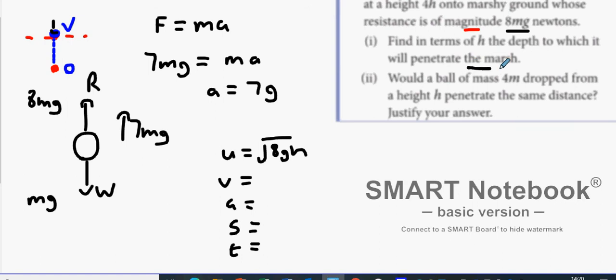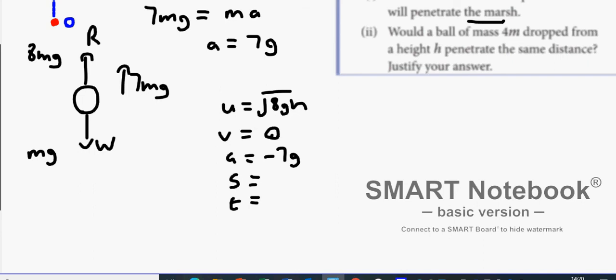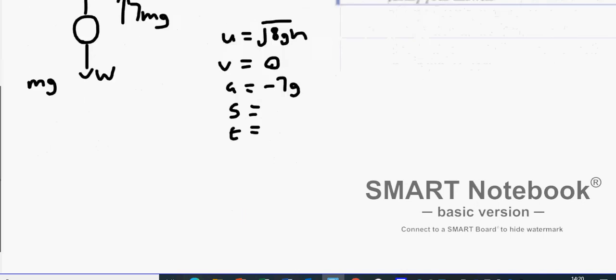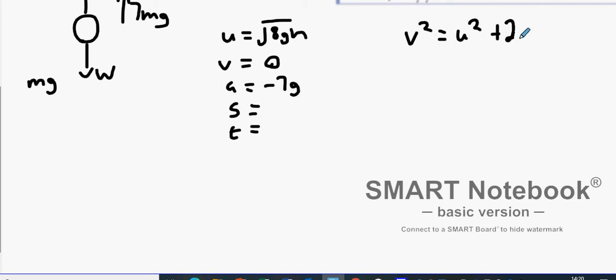How far are we going to go into the marsh? Well, this is when v equals 0. Its deceleration is 7g. We don't know s, we don't know t. We're looking for s, how far it will decelerate in. So in this case, I'm just going to use v squared equals u squared plus 2as.